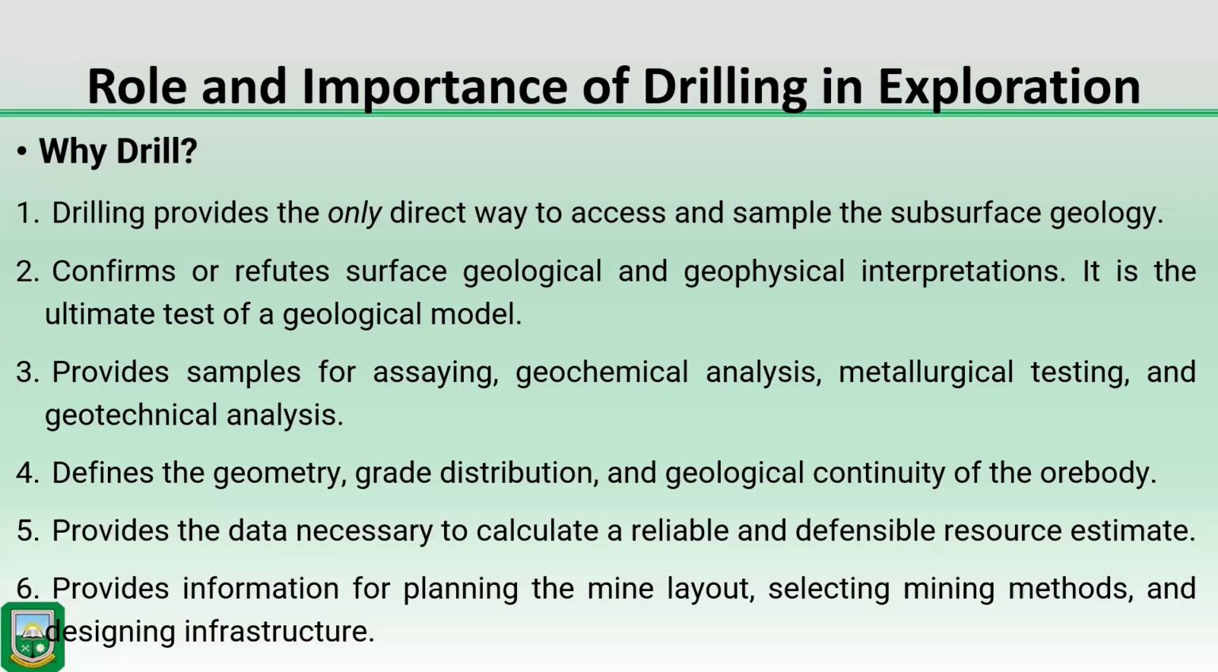We already know about this. So it defines the geometry, the grade distribution, and the geological continuity of the ore body. So how can we know the grade of the deposit we are dealing with? And how can we know even the distribution of the deposit? Let's say this is the surface and here is the ore body. We are on the surface here. How would we even know that this is the exact location of the ore body? We will not know exactly where it is lying.